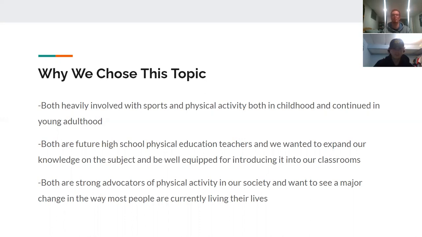Also, both of us are physical education majors, so that means we're both future high school teachers, and we wanted to expand our knowledge on the subject, as well as be equipped for introducing these kind of concepts into our future classrooms. Another reason is we're both strong advocates of physical activity in society, and we want to see a change in the way people are living their lives today.